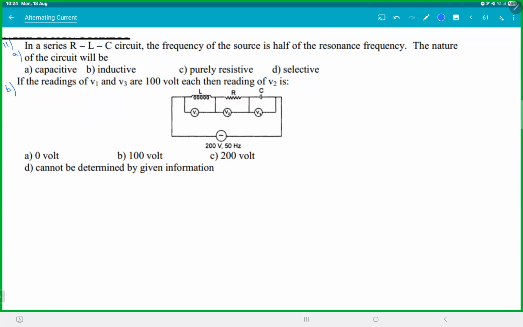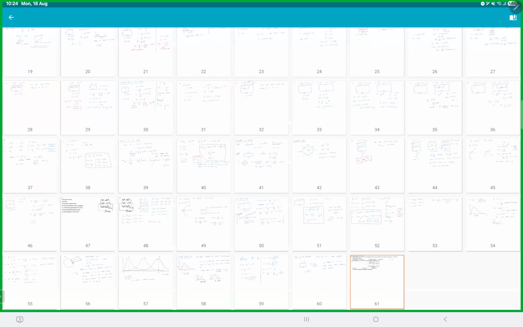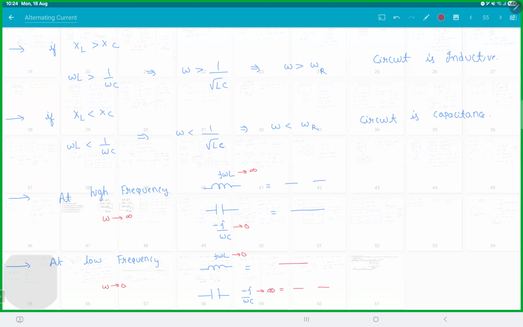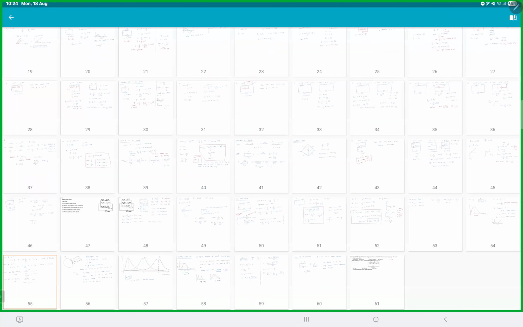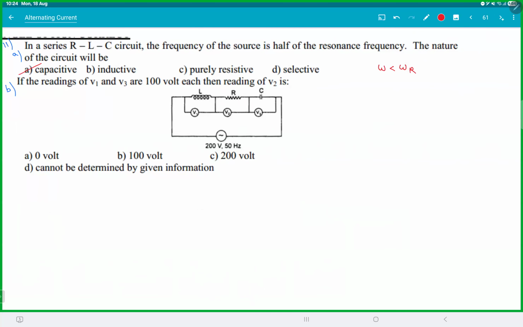Okay. What is the first one? The frequency is less than omega resonant. Then what is this? Just now we wrote that thing. If omega is less than omega r, circuit is capacitive. That's a CT question.